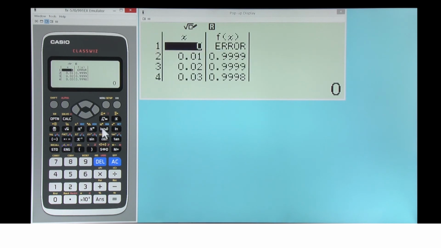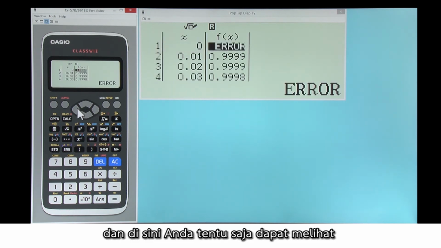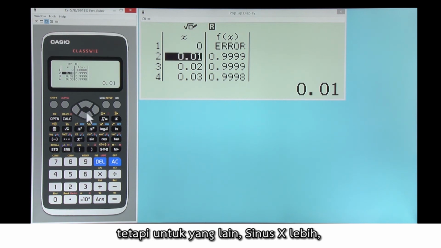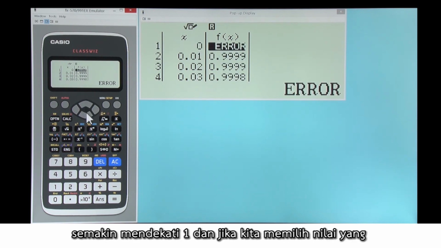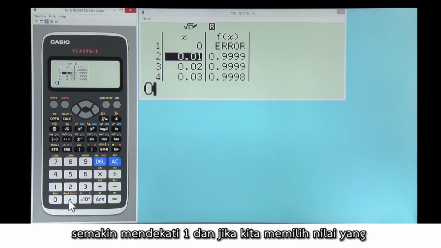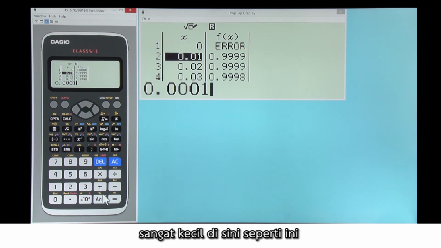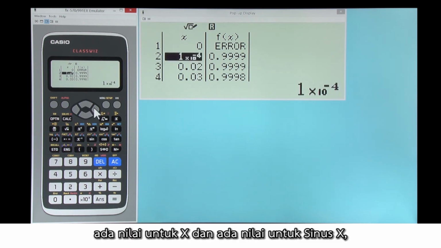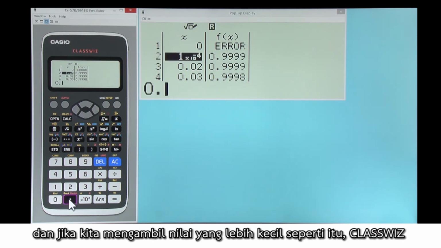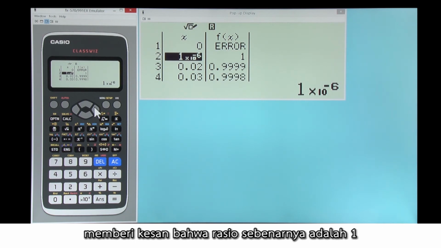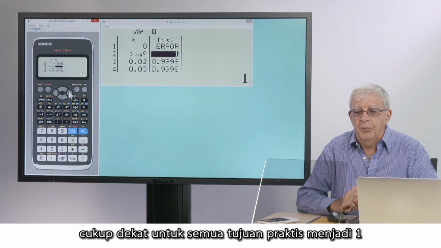And here you can see, of course, the first one you can't divide by 0, but for the others, the sine of x over x is very close to 1 here and here and here. As you get closer to 0, it gets closer to 1. And if we chose a really small value here, like this one, there's the value for x, and there's the value for sine x. You can see they are very, very close to each other. And if we took an even smaller value, the ClassWiz gives the impression that the ratio is in fact 1. It's close enough for all practical purposes to be 1.